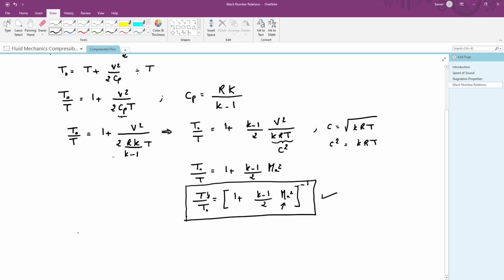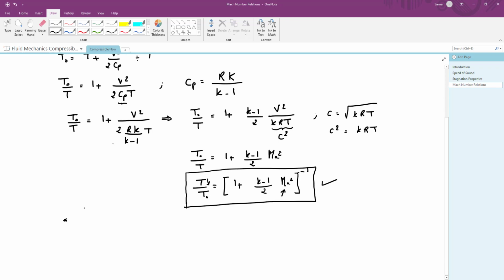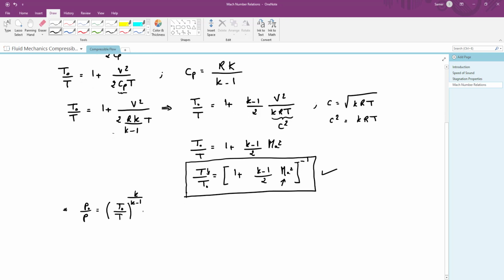Now let's see the variation of pressure with respect to Mach number. From the previous lecture, we developed a relationship relating the pressure ratio to the temperature ratio for isentropic flow. We said that P naught over P is equal to T naught over T to power k over k minus 1. We obtained this expression by first starting with the assumption that we have isentropic flow. So the pressure equation that we will obtain now, as a function of the Mach number, will be only valid for isentropic flow.